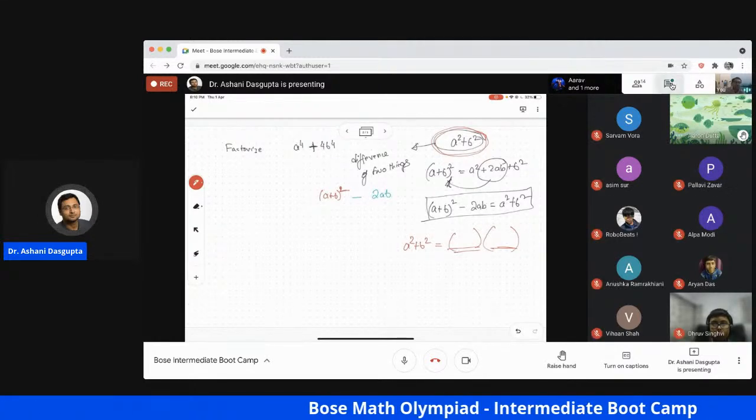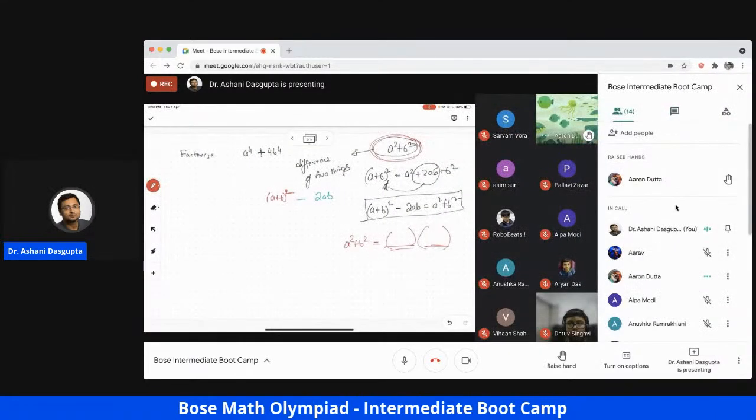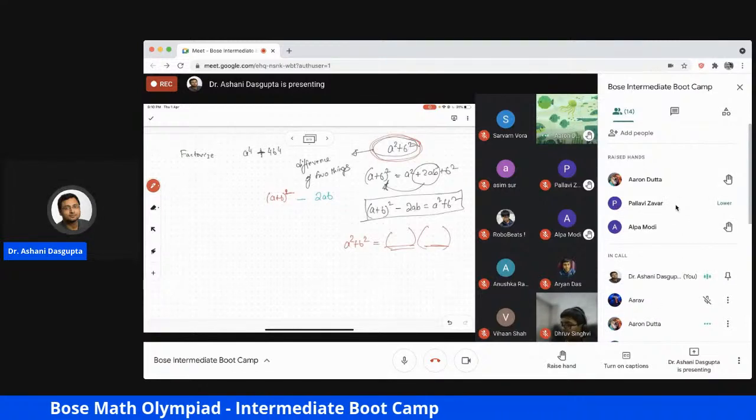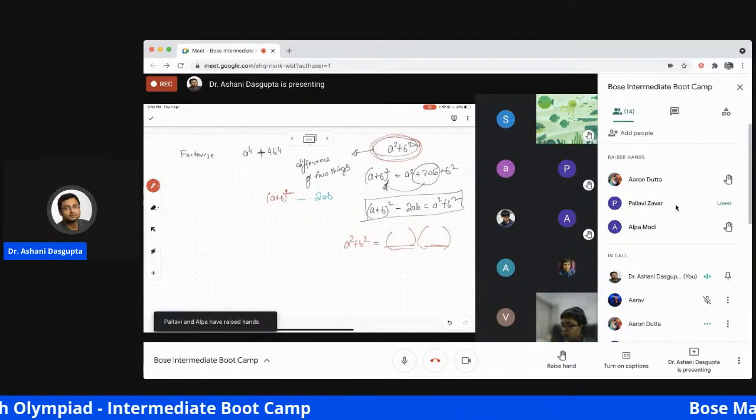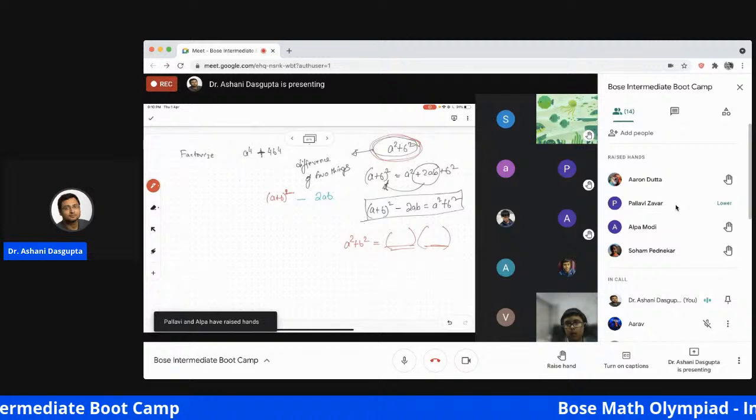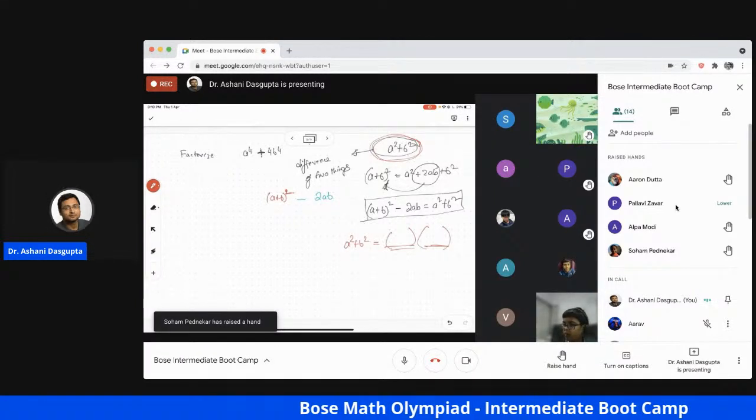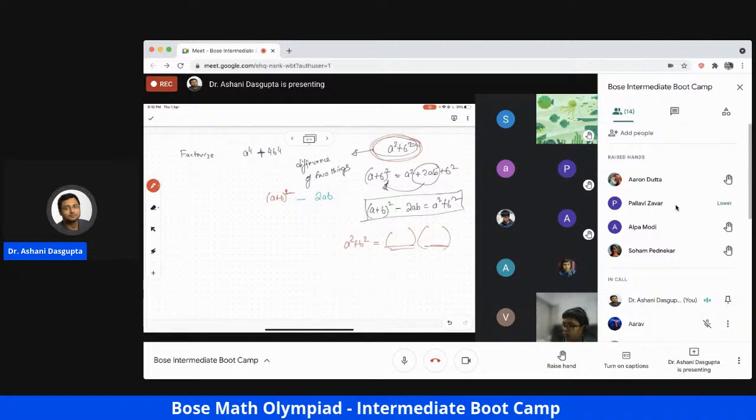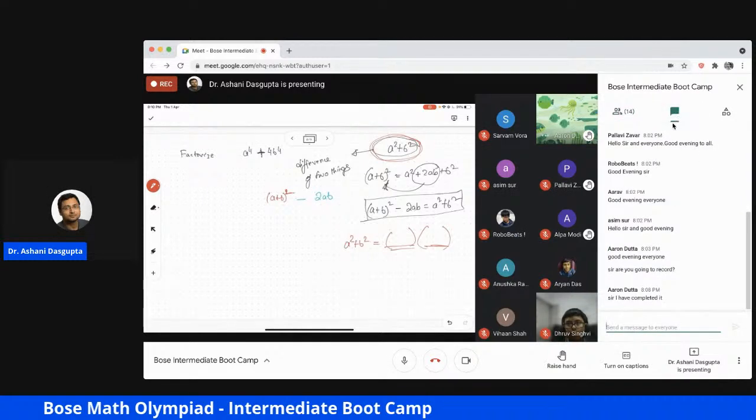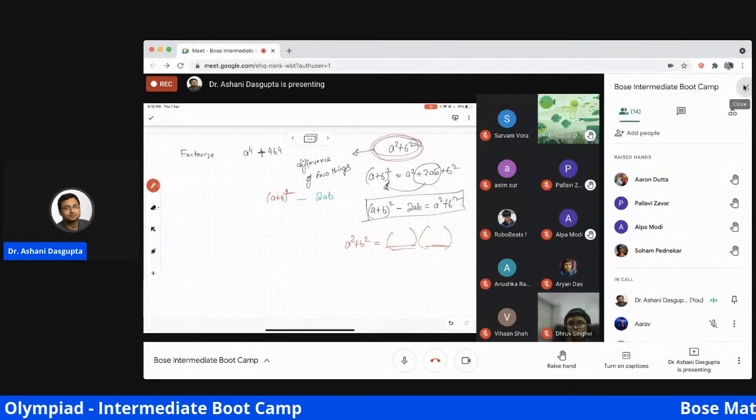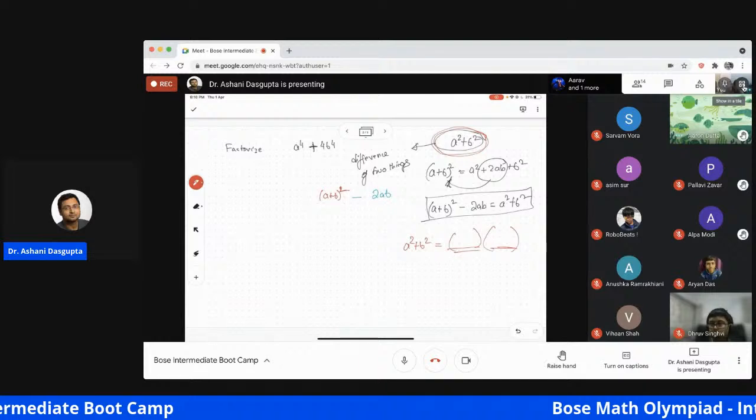So I see some raised hands. I'll go to those students. Aaron, Pallavi, Arav and Alpa have raised hands. Soham has raised hands. Okay, Aaron says that he has an answer, I guess. So Aaron, can you give us the first step of what's going on? Well, how to do this?